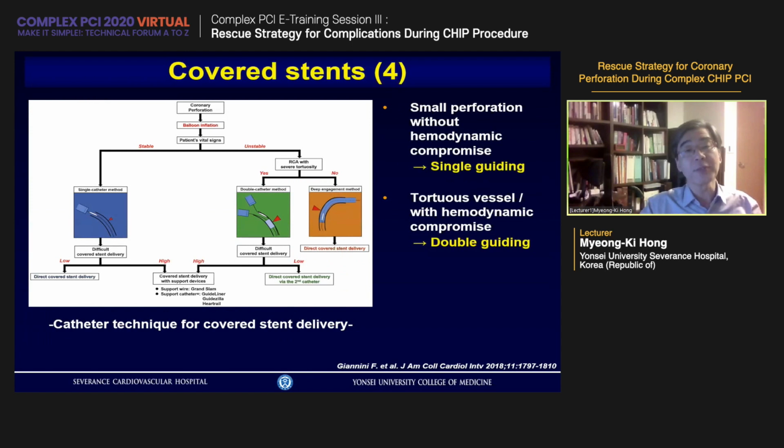What is the best one in case of coronary artery perforation? In case of a small perforation without hemodynamic compromise, the single guiding technique is more recommended. In a tortuous vessel with hemodynamic compromise, the two guiding technique is more useful.